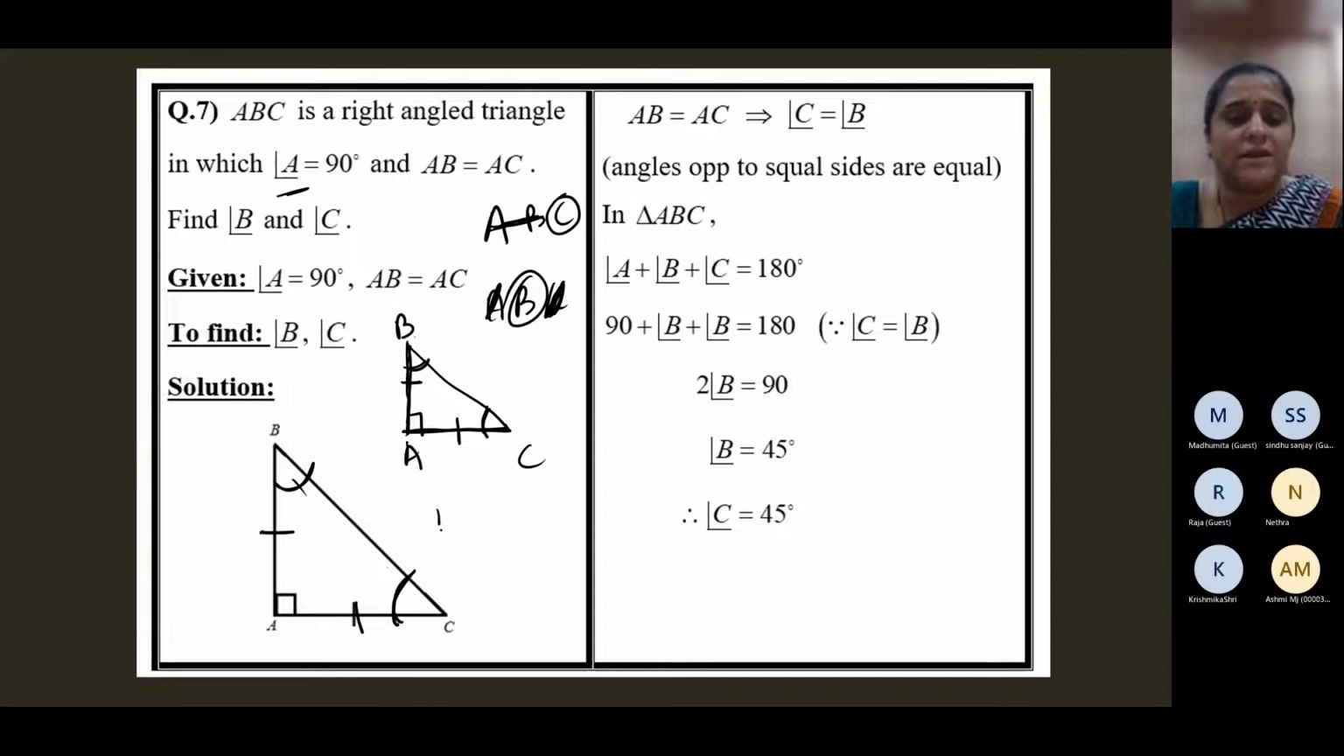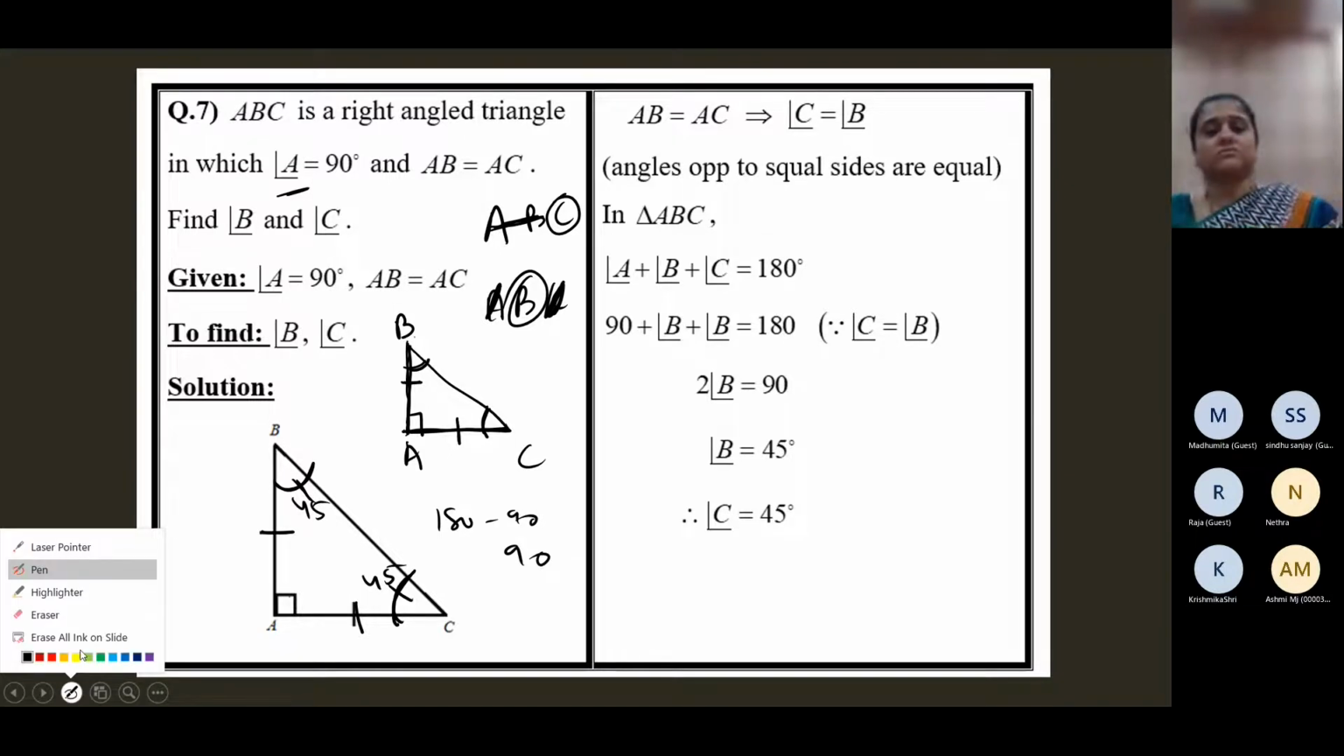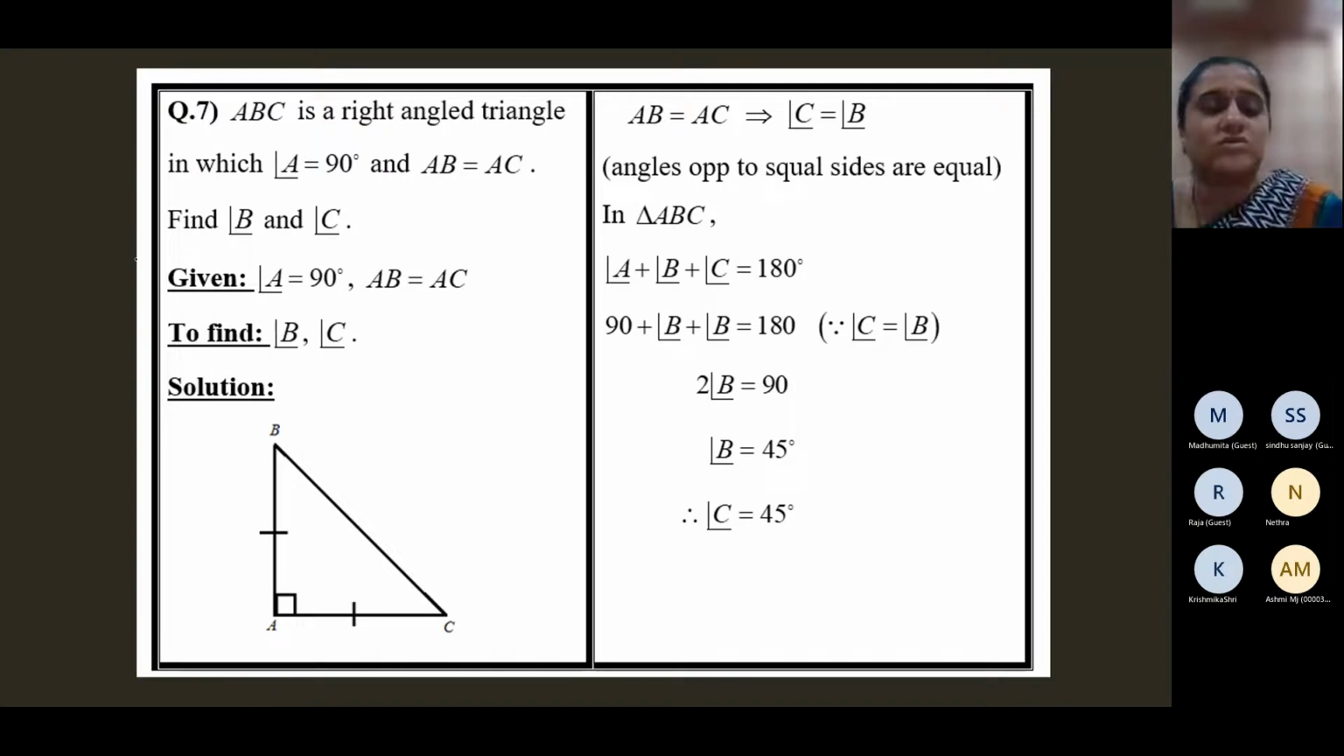So now what? 180 minus 90 is 90. So these 2 angles are equal, so it will be 45, 45. So that's what is the question. Find angle B and angle C. Yeah, I think it's simple, children. You can go through.